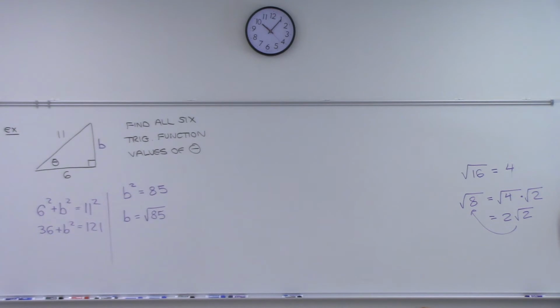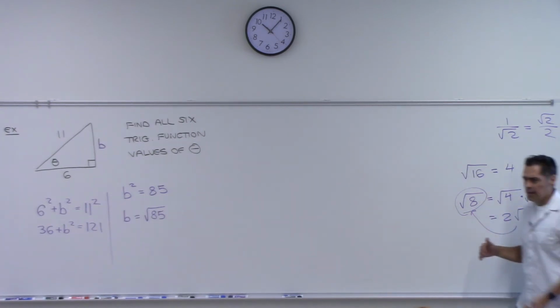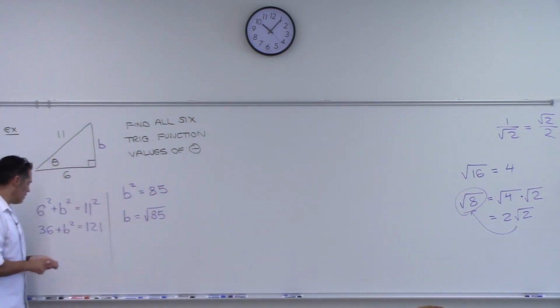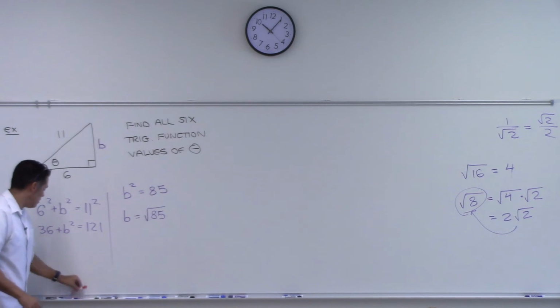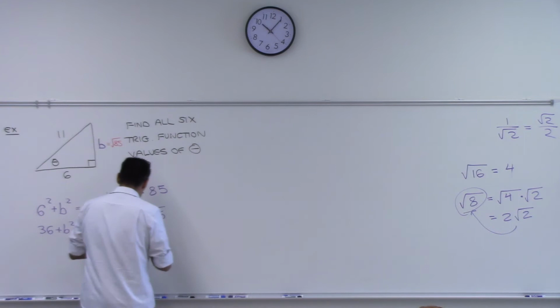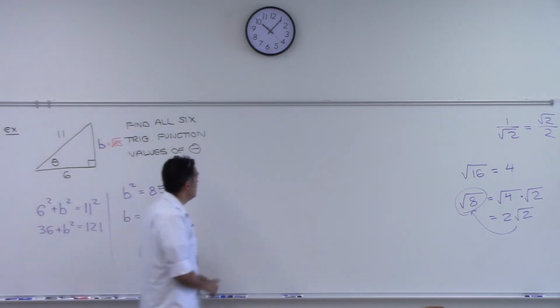In this class, for me, you can leave it like this. For the same reason that we had that long discussion about why this is the same as this, and rationalizing the denominator is just an older, outdated thing, this is kind of the same thing. These are the same two numbers. I don't need you to pull out a 2. I know root 8 is 2 root 2. Just leave it, okay? So once you're here, just leave that. And that's that side, okay? That's the side right here that was missing. Square root of 85.